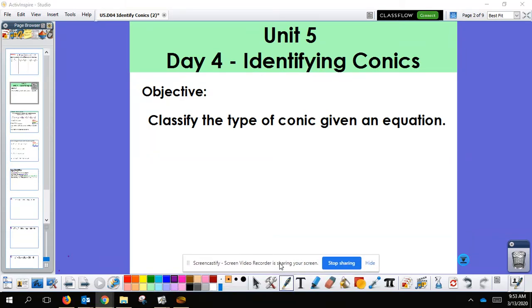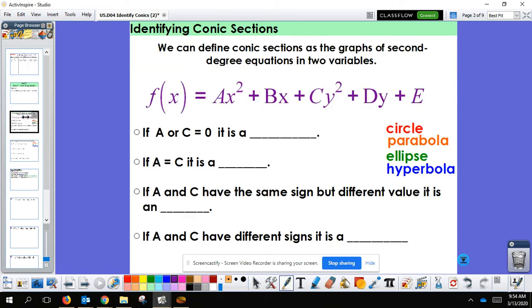Today's lesson is a quick one. We're going to identify conics when they are not in their standard conic form. We're going to look at how to classify them before we even describe any of their characteristics. So first, here is the equation that we look at when we are defining what these equations are.